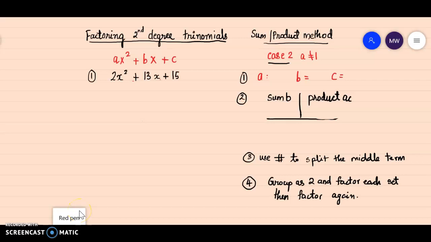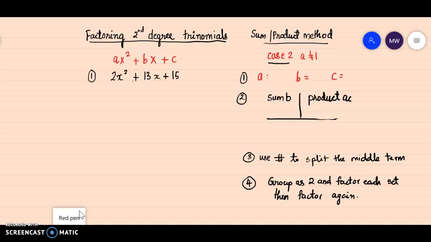Hi, in this video we're going to talk about the second case of how we factor second degree trinomials in the sum product method. There is another video about case 1, when the leading coefficient a is equal to 1. How do we do that? There's another video on that. Please watch that. So this must be watched after you watch the first video.